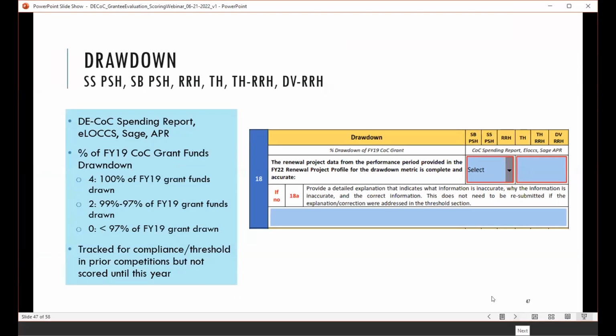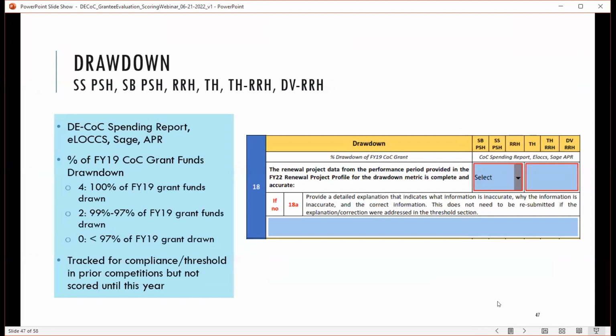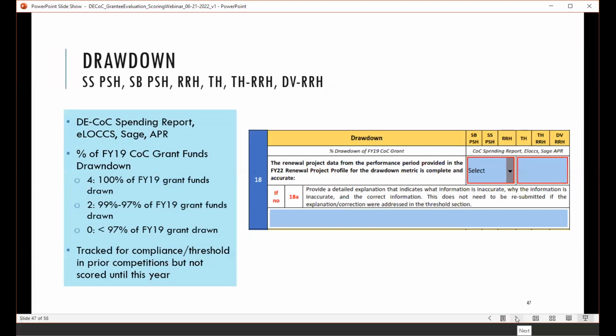And for that, I'll add that we went with the fiscal year 19 grant term because that is the only grant term that every single grantee has fully completed at this point. The fiscal year 20 and fiscal year 21 grants are all in flux. So we went with one that was going to be a standard look at all grantees.